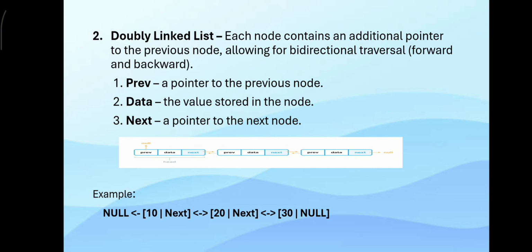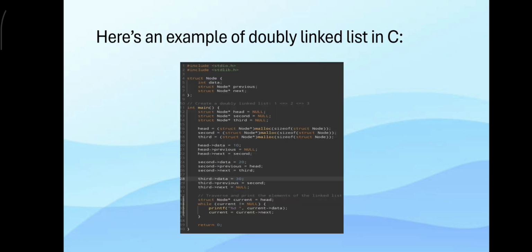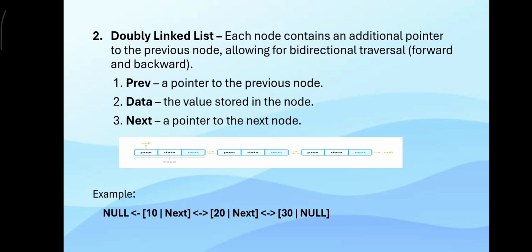The data is 10, and we have an arrow to prev and an arrow to next. So it can move to the next, 20. And it can move to the next, 30. Then null. Then going backward, from 30 to 20, then to 10. Then null.